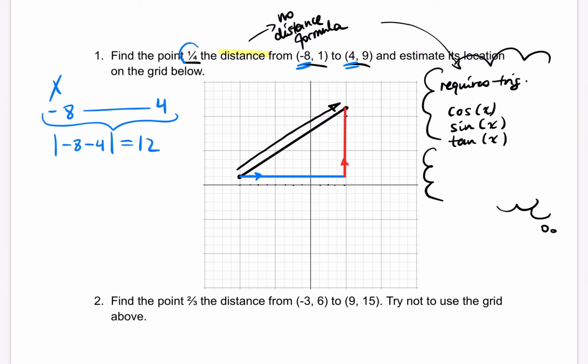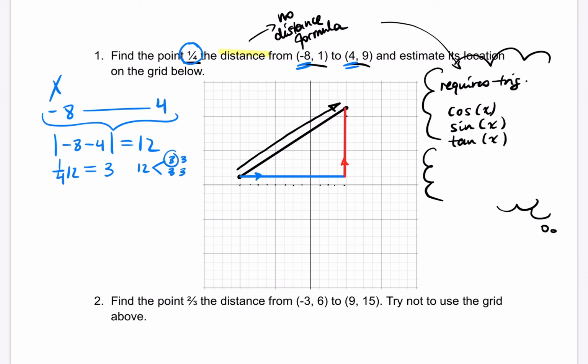All right, and I want to walk 1/4 that distance, so I'm going to go 1/4 of 12 from -8. 1/4 of 12 is 3. If you don't know, just plug it in your calculator. You can also just break 12 up into fourths if you wanted to. 3 plus 3 plus 3 plus 3.